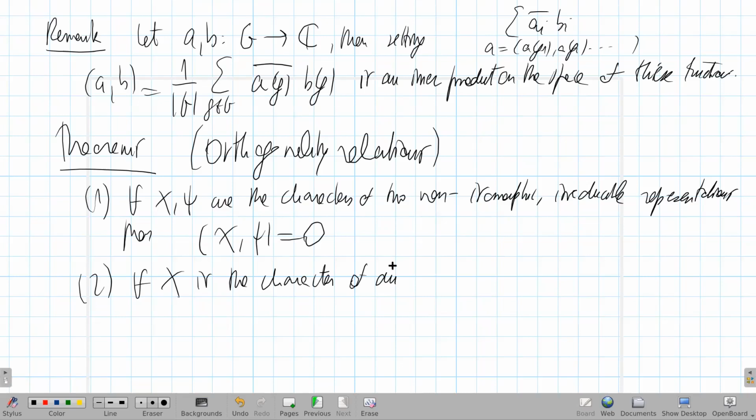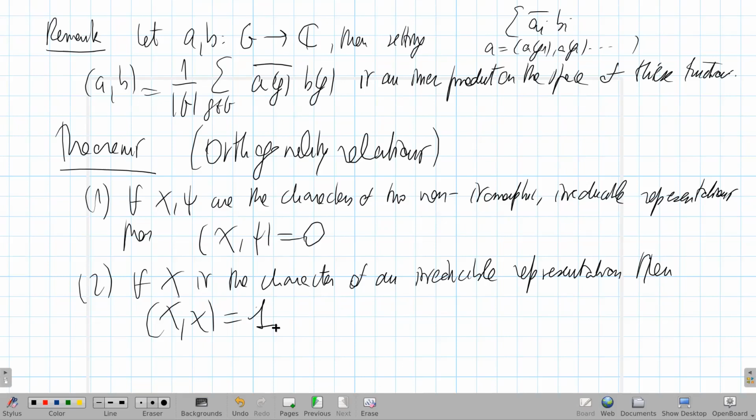of an irreducible representation. I might say that if I have chi and psi that are characters of two isomorphic irreducible representations, but we have just seen that if you have two isomorphic representations, then the characters are the same. So it's only one character I have. Then in this case, what do I have? I have that this inner product is one.